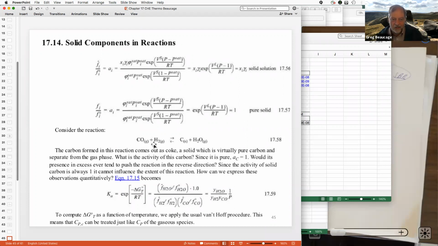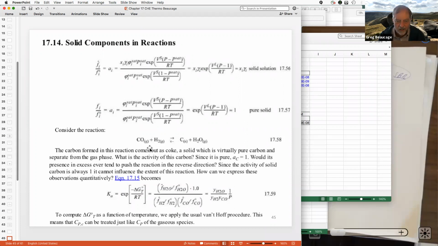So the balance here is just going to be between CO, H2, and water. The carbon that comes out disappears. In terms of the reaction equilibrium, you forget about it. So it doesn't go back. The solid doesn't go back really. It's just 1.